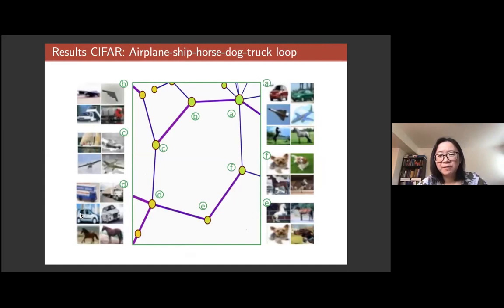This is a loop we see. Again, all our interpretation is humanly generated. This is a loop that involves sort of transportation, but of course sometimes dogs and horses were still coming. This is a loop that involves airplane, sheep, horse, dog, and truck. And again, how do we interpret this loop? This is sort of up for debate.